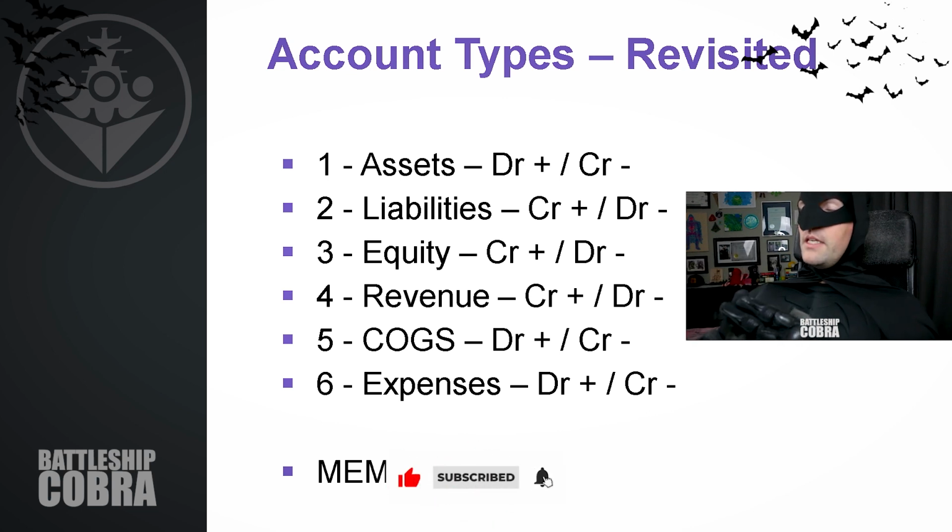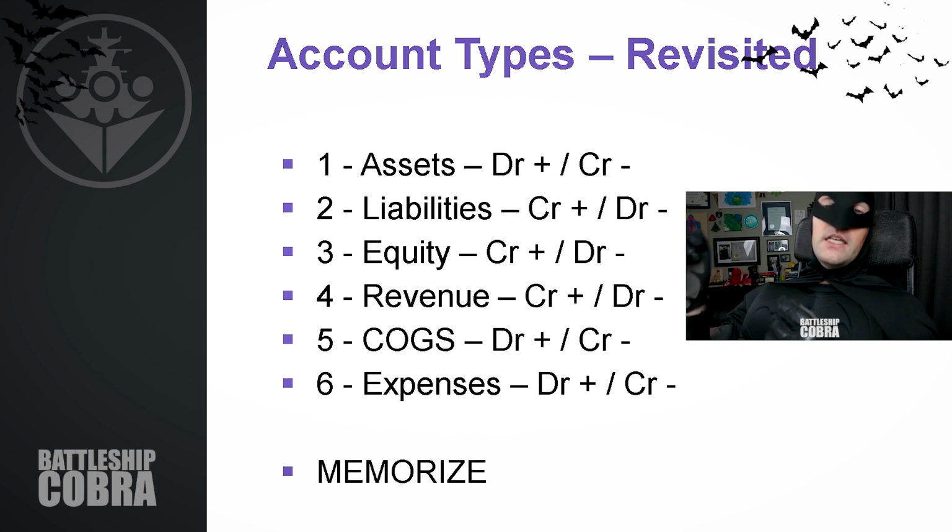Number 2, liabilities. Remember, liabilities is what you owe to other people. They're naturally credit balance. So a credit is adding to them, making them more, and a debit is decreasing them. Equity is level 3. Credit increases them, debits decrease them. Number 4, revenue. It's a 4,000 level account, or it could be 400, whatever. It just starts with a 4. A credit increases them, and a debit decreases them.